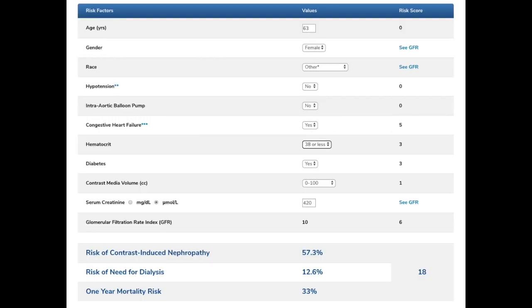And here's her Mehran score. She gets 5 points for heart failure, 3 points for low hematocrit, 3 points for diabetes, 6 points because of her very low eGFR. The total score is 18, which makes the risk of CIN 57%, need for dialysis 13%, and 1 year mortality 33%.